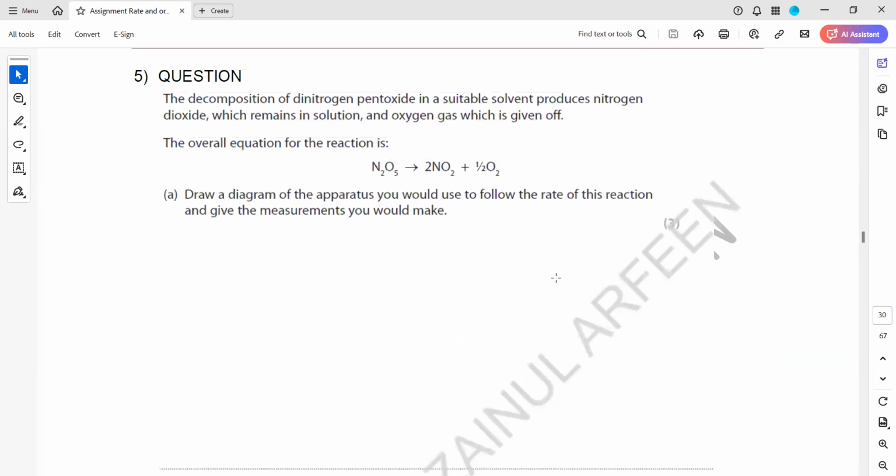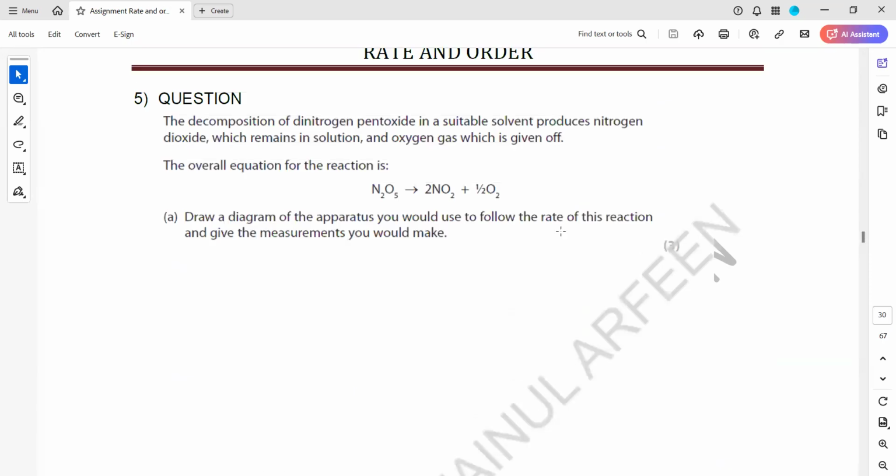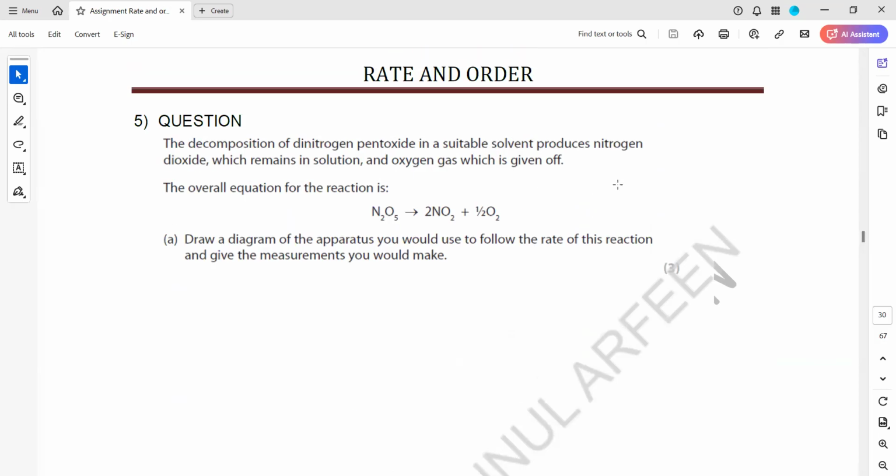Okay, let's start with question 5. The question: the decomposition of dry nitrogen pentoxide in a suitable solvent produces nitrogen dioxide, which remains in the solution, and oxygen gas is given out. The overall equation for the reaction is shown. Draw a diagram of the apparatus you would use to follow the rate of this reaction and give a measurement you would take. So here, what will we do?